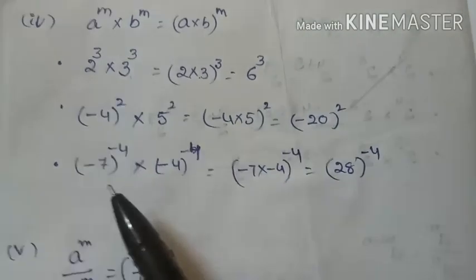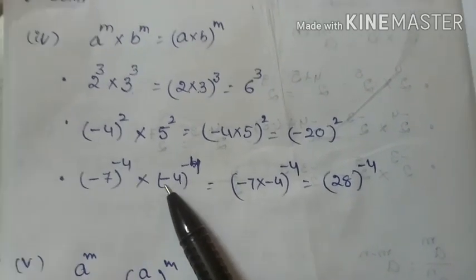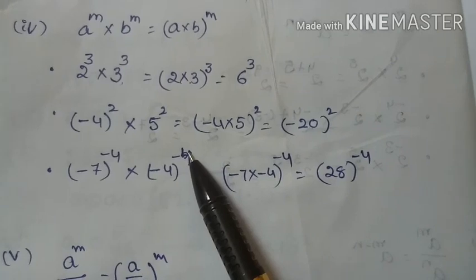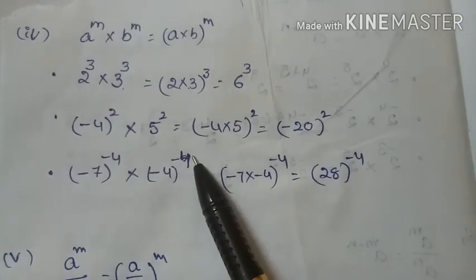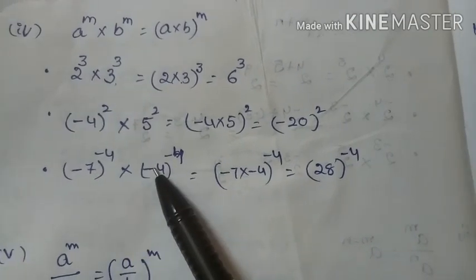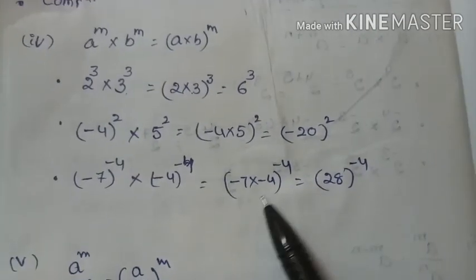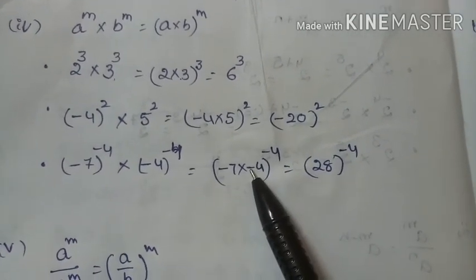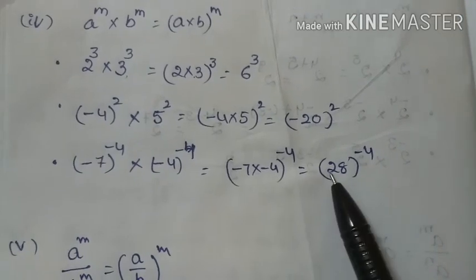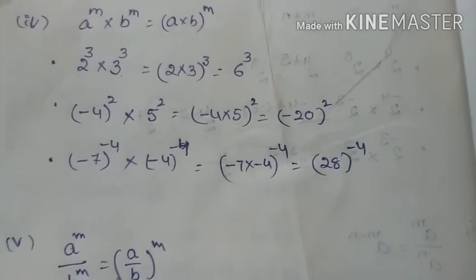Okay. Next one. Minus 7 whole to the power of minus 4 into minus 4 whole to the power of minus 4. So here also the powers are equal, so simply multiply the bases. Minus 7 into minus 4 whole to the power of minus 4. That is minus into minus plus, 7 4s are 28. So 28 whole to the power of minus 4. Okay. Next one.